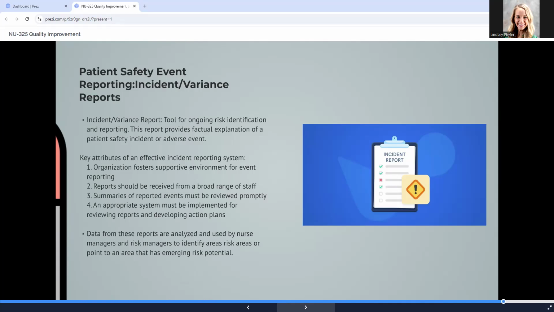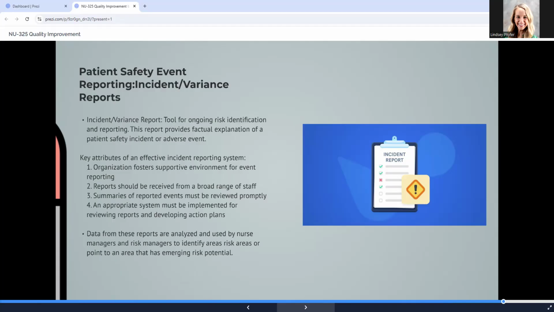So some key attributes of an effective incident reporting system include an organization that fosters a supportive environment for event reporting, because think about it. If you're concerned about being reprimanded for reporting an event, you're probably not going to be likely to report it out of fear of potential punishment. So it's important that wherever you work fosters a supportive environment and encourages its staff to report this type of incident specifically.